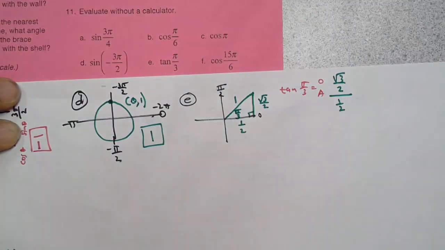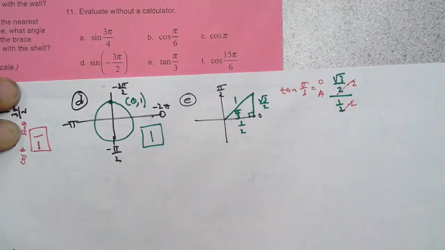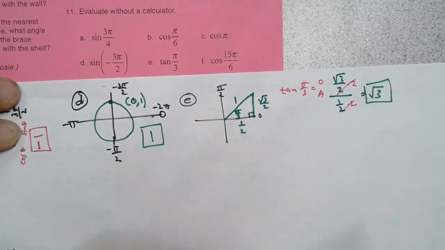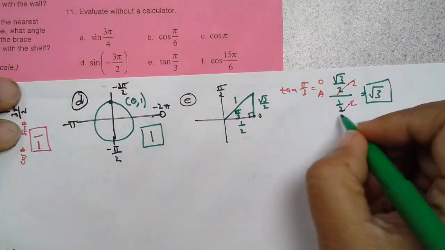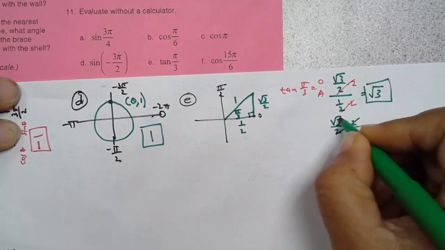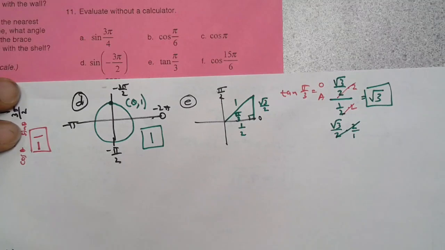You have the option of multiplying top and bottom by the LCD, which is 2, to cancel that out and get square root of 3. Or you can do the copy, then dot and flip this, which gets you the same answer. Okay. All right, let's go ahead and go to F.